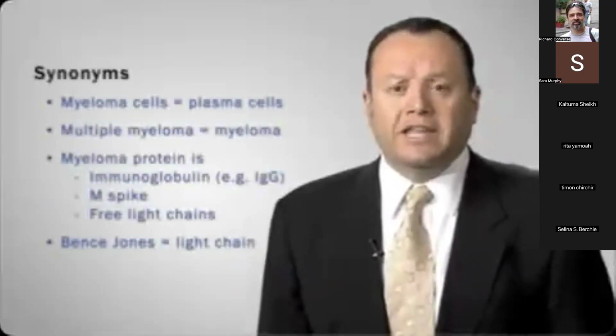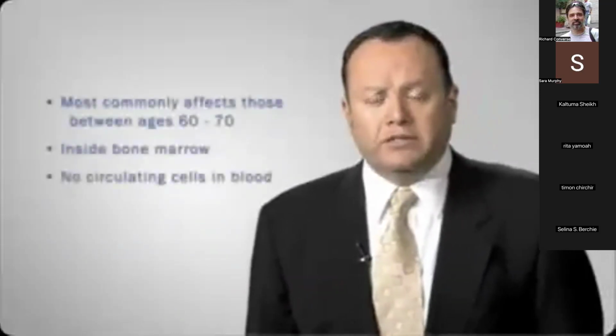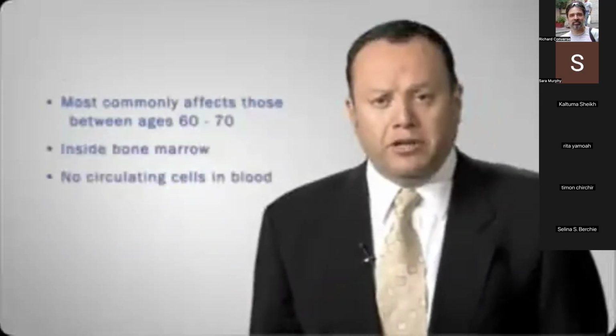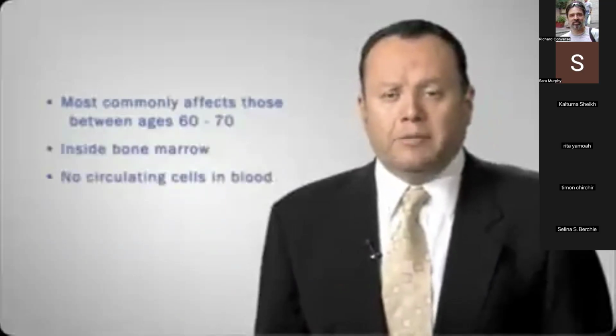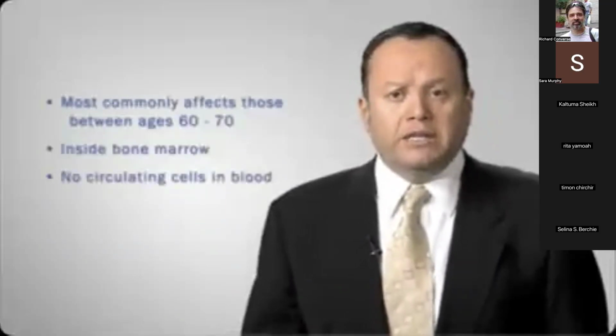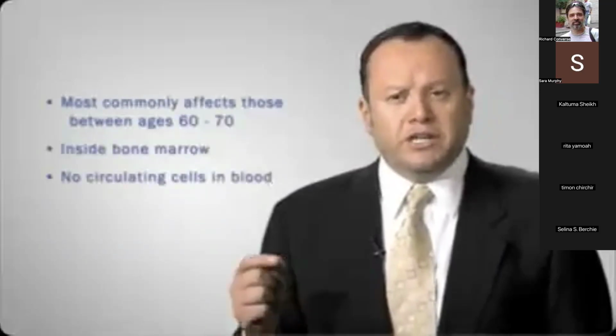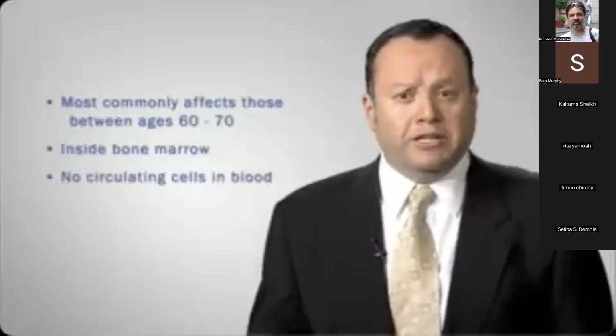Myeloma, it's not that uncommon. It's 3 times as common as leukemia. And there's nearly 20,000 people diagnosed with myeloma every year in the United States. Myeloma is a condition that primarily starts from the bone marrow, and we don't see a lot of cells in the circulation like you might see in leukemia.